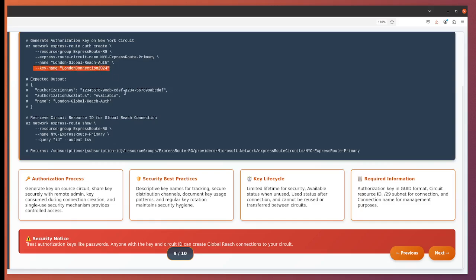After running this command, you'll receive an authorization key that looks like a GUID. This key, along with the circuit resource ID, is what you'll use when establishing the global reach connection. Remember to treat these keys like passwords. They provide access to your ExpressRoute circuit for global reach connections.